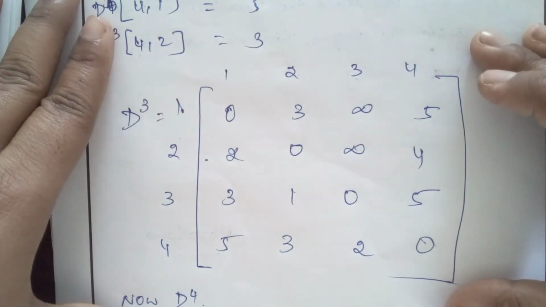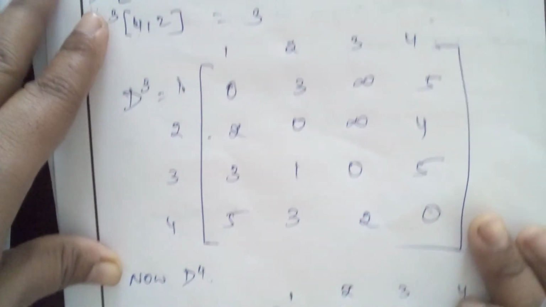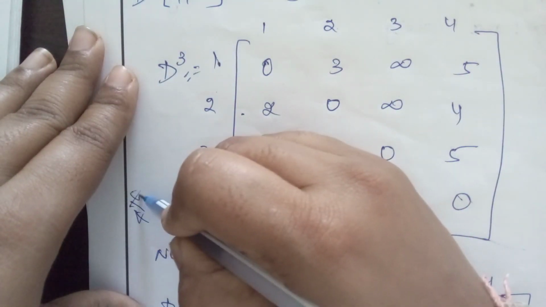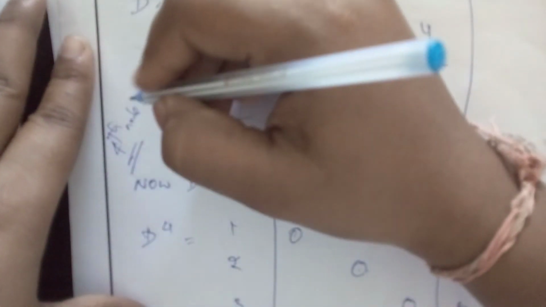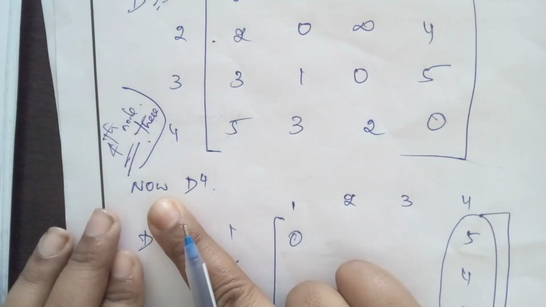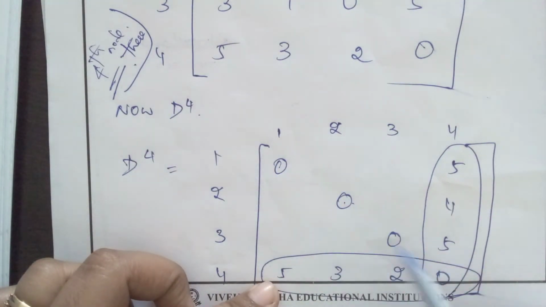See here, the matrix will become like this, 1 2 3 4. Now this is the third matrix. Now again we want to find a fourth matrix, because 4 nodes are there. So again d4 is there, same, we are taking the 4th row and 4th column. This value is constant, we have to find these values.